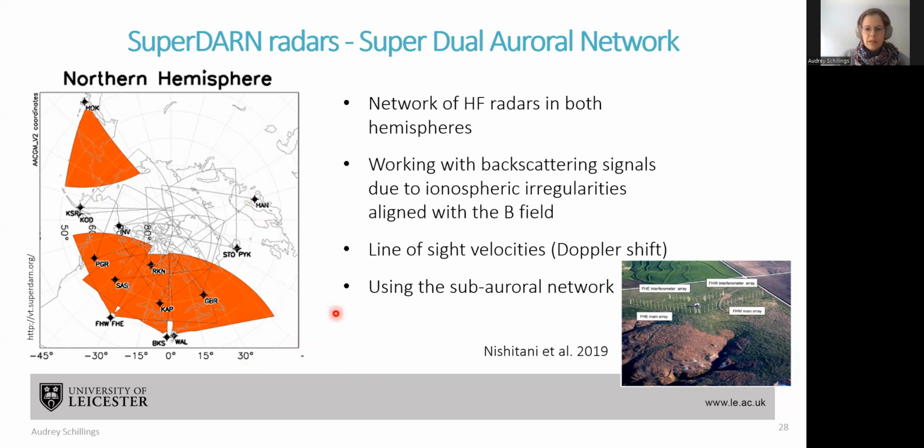They work with backscattered signal coming from ionospheric irregularities that are aligned with the magnetic field. From this backscattered signal, you can get the line-of-sight velocity from the Doppler shift. I'm using only the sub-auroral network at this moment, and that's why only the 5 here are in red. By definition, SAPS are in the sub-auroral region, meaning if we consider that the normal auroral oval is around 65° in latitude, all of these radars are below. That's why I started to look for SAPS in these radars first.